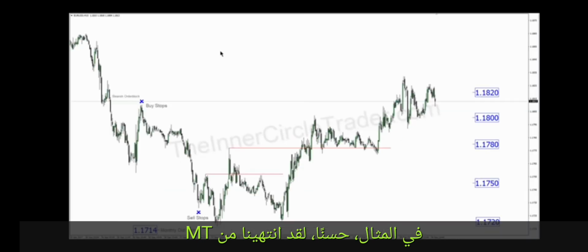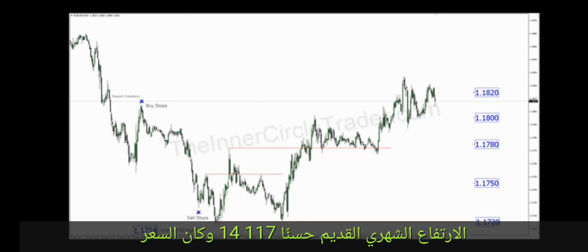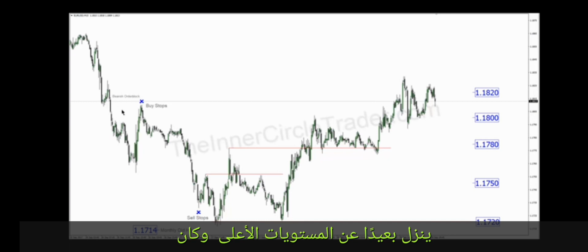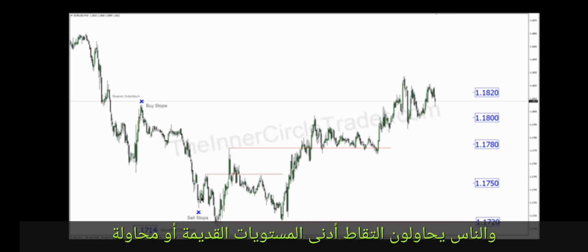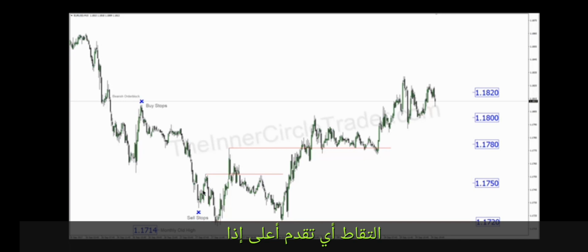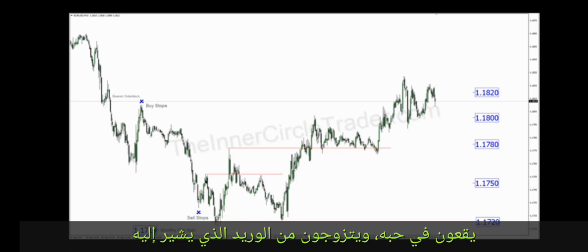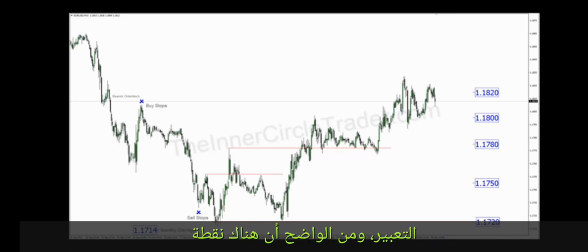Okay, so we're over at MT4, and let's redefine what we've already discussed. This is the old monthly high, 117.14, and price was coming down away from higher levels, and we had a short-term low here, and a little bit of a rally in there. Folks that try to capture old lows or any advancement higher, if they're lucky enough to get in and see a little bit of profit, they obviously fall in love with it. They marry the vein, the expression is, and their stop would be resting below that.